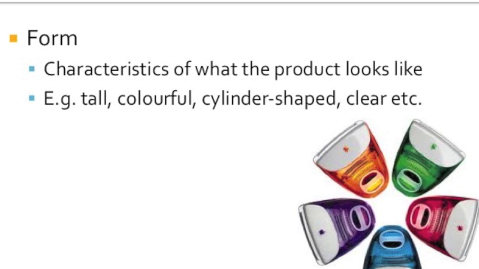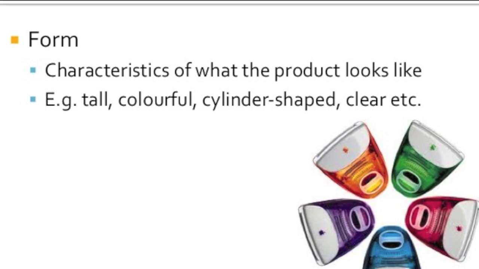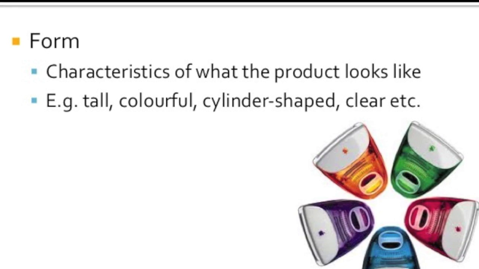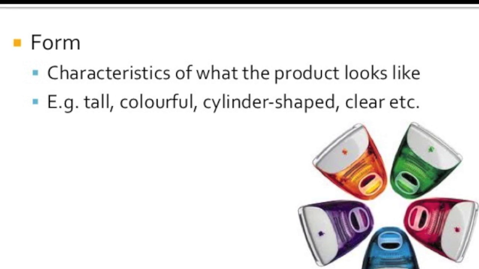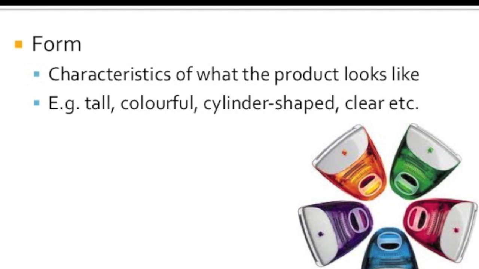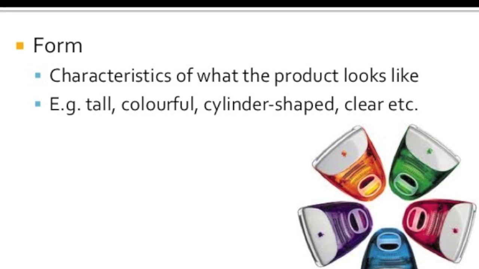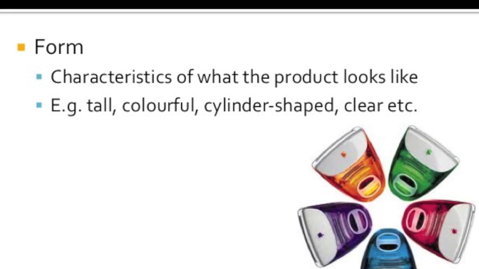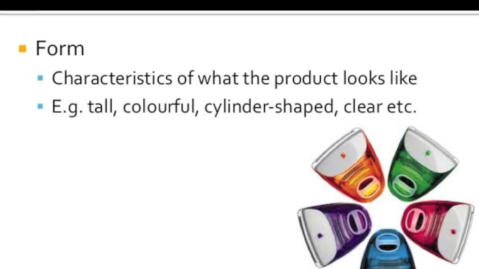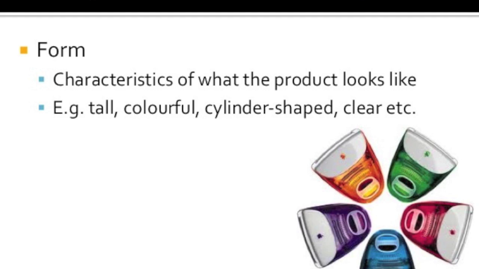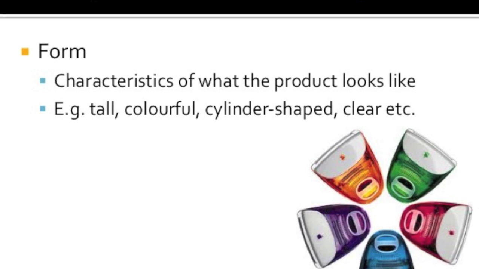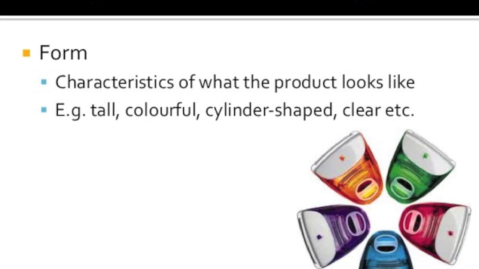When talking about products, we kind of want to look at the packaging. The packaging is essentially the product. There are two main principles of product design: form and function. Those are the two basic ones. Form are the characteristics of what the product looks like. So, once it's been designed, it's basically all of the characteristics.